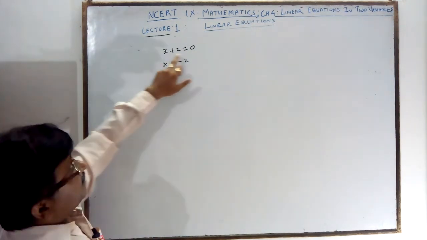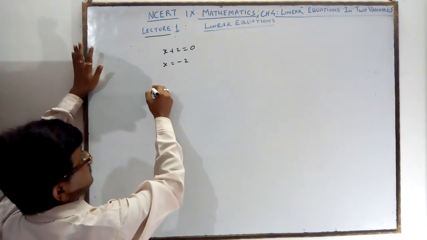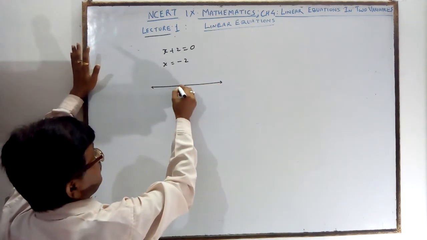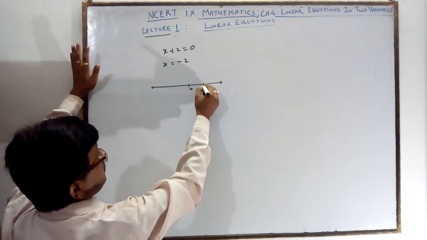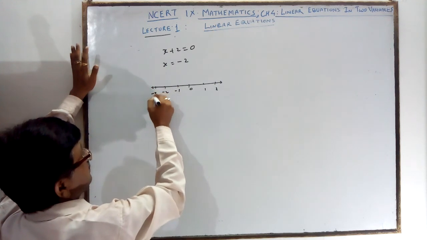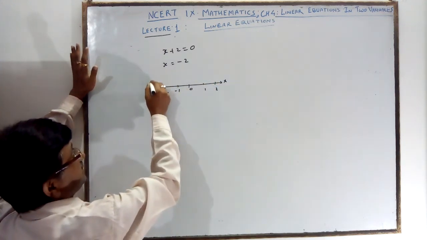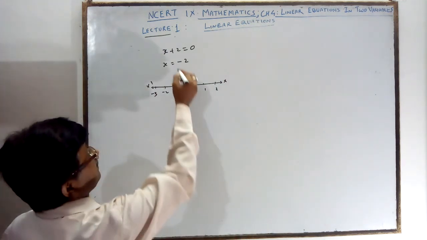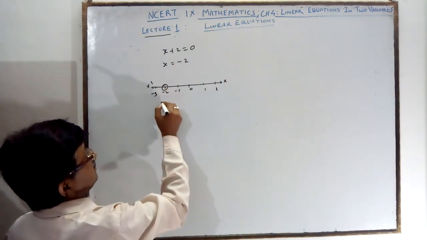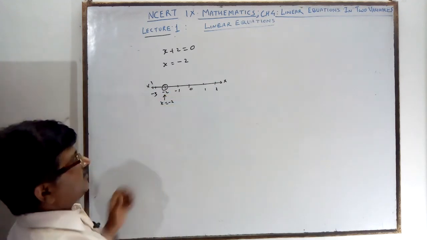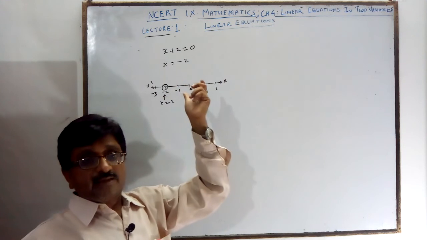So here x plus 2 is 0, then x equals minus 2. We know this on the number line. On the number line we know very well it is 0, 1, 2, and minus 1, minus 2, minus 3, the x dash axis of coordinate geometry, which you have finished. So that's why x is equal to minus 2. This is a very simple way. So it is one variable.